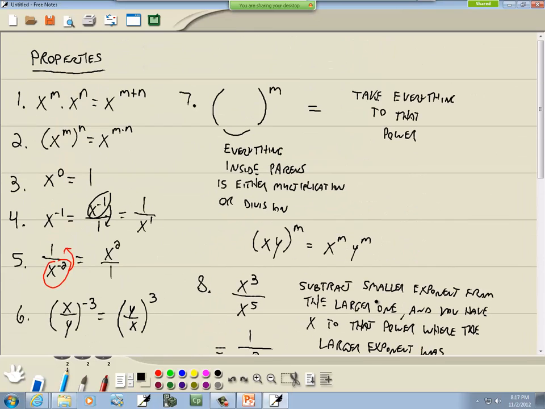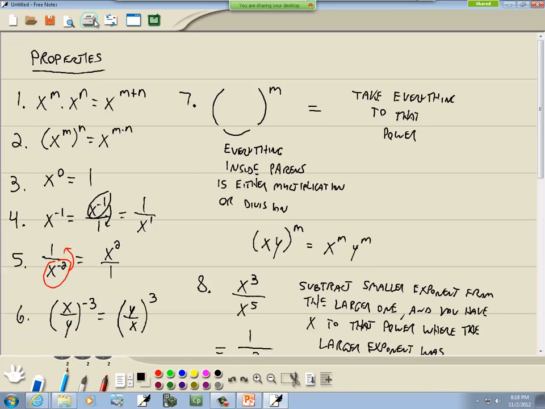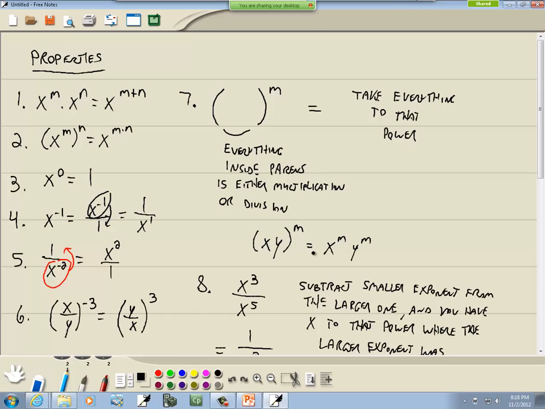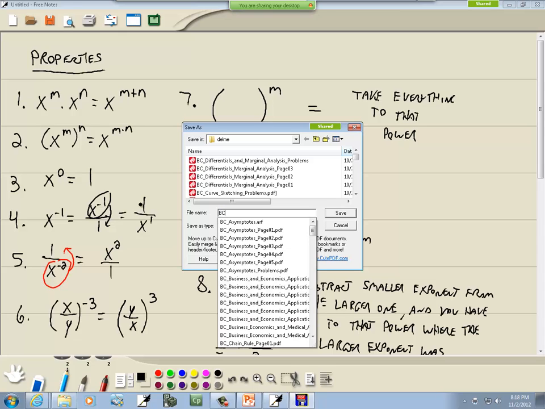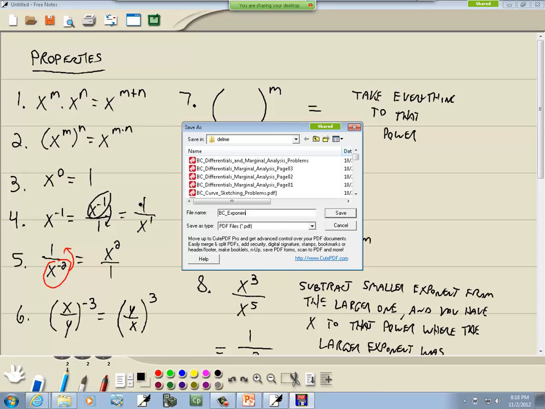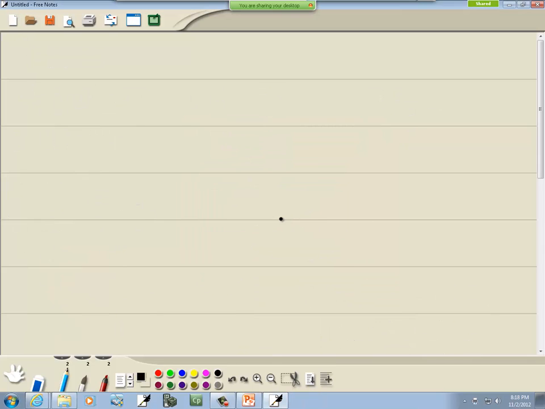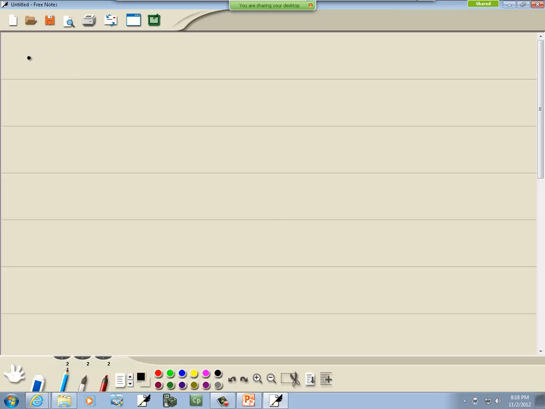And let me save that. This is exponential functions. There we go. Let's look at our next example.